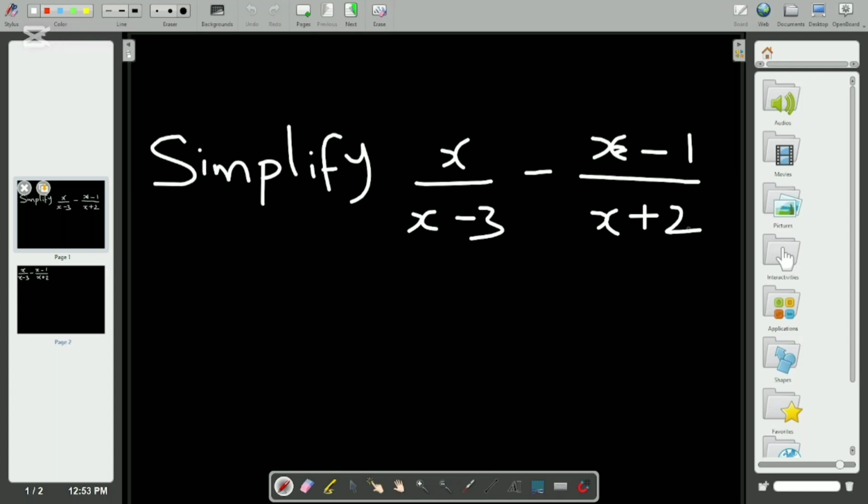Today we are going to look at algebra involving fractions, and we have a very simple algebraic expression here. It says simplify x over x minus 3 minus x minus 1 all over x plus 2. We are going to solve this.